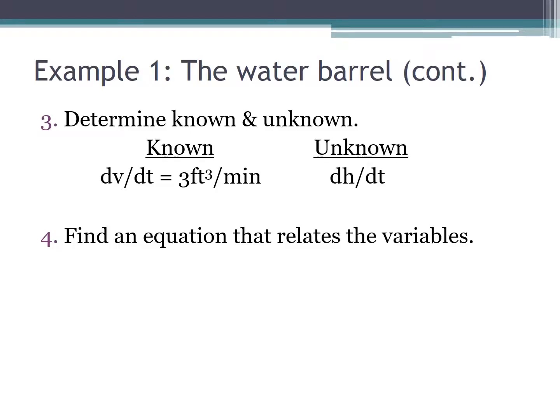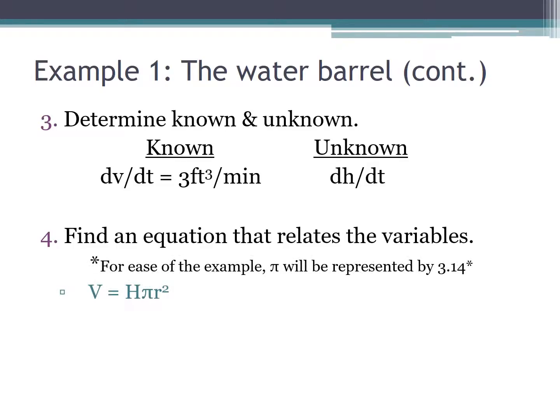Now we find an equation that relates these variables. Since the barrel is a cylinder shape, we will use the volume formula, the height times pi times the radius squared. Since we're using 3.14 as a representation for pi for the ease of this example, we'll plug that number in and multiply it by the radius squared, or 1.25 squared, which is half the diameter. This gives us the height times approximately 4.9 will give us the volume.